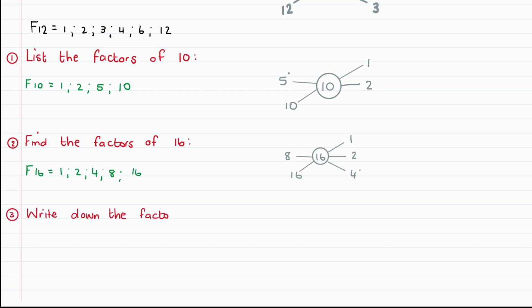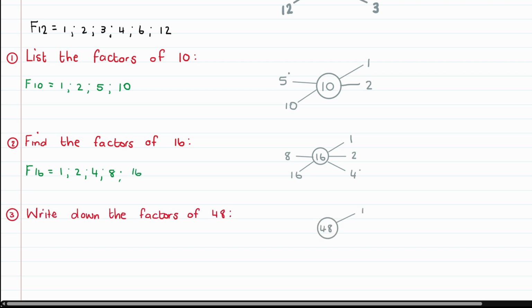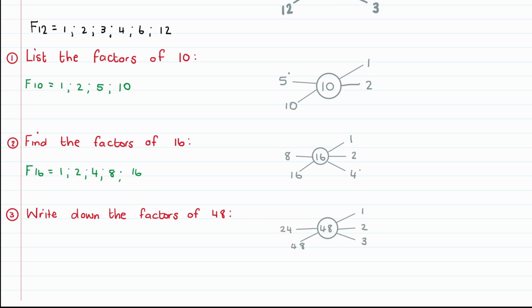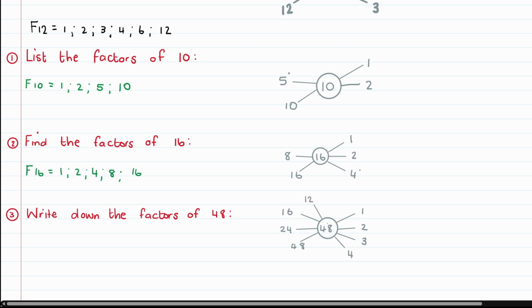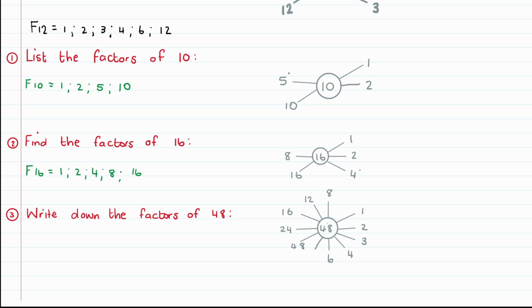Let's try one more example. 48 divided by 1 is 48. 48 divided by 2 is 24. 48 divided by 3 is 16. 48 divided by 4 is 12. 48 cannot be divided by 5 without a remainder. 48 divided by 6 is 8. And 48 can't be divided by 7 without a remainder. I've already divided by 8, so that means I'm at the end. So F of 48 equals 1, 2, 3, 4, 6, 8, 12, 16, 24, and 48.